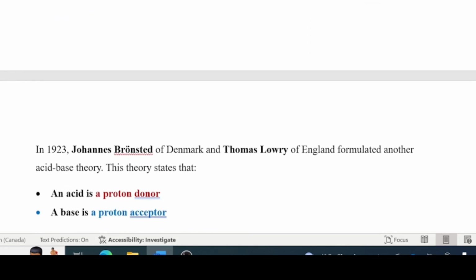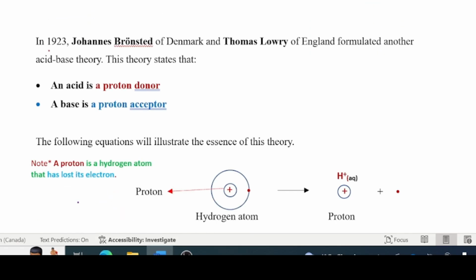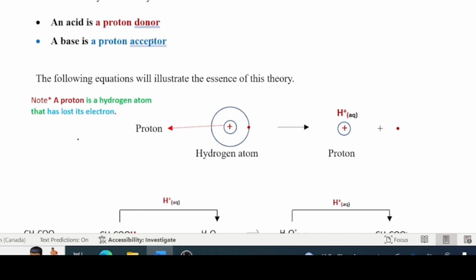So we'll now look at another theory that was made in 1923 by the Danish scientist Johannes Bronsted and the English scientist Thomas Lowry. We call that the Lowry-Bronsted theory or Bronsted-Lowry theory. Their theory says that an acid is a proton donor and a base is a proton acceptor. This one is similar to the Arrhenius theory.